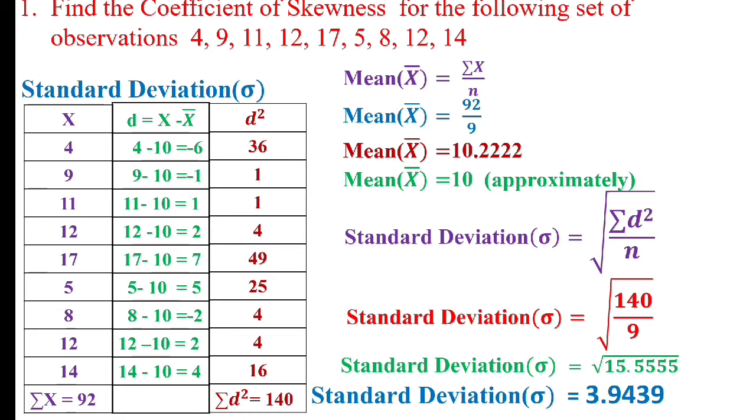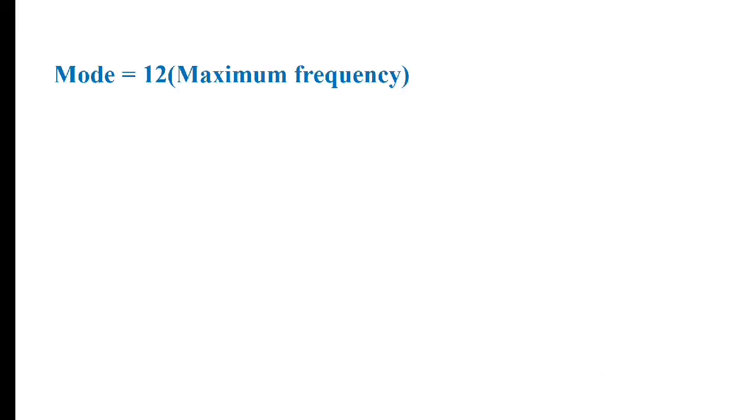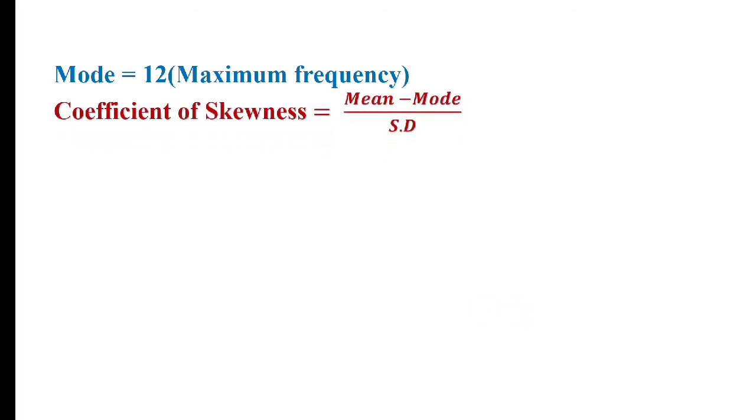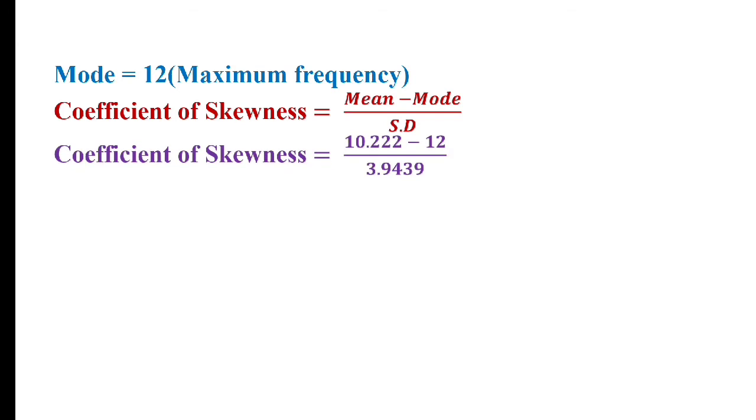Once we find the standard deviation, we can go for the next one. Here mode equals 12, because 12 is the number repeated the maximum number of times compared to other numbers. So the mode we also got. Now we are going to use the coefficient of skewness. The coefficient of skewness formula is mean minus mode divided by standard deviation. So mean value 10.222 minus 12, divided by 3.9437. The mean, mode and standard deviation values are substituted. Then simplify.